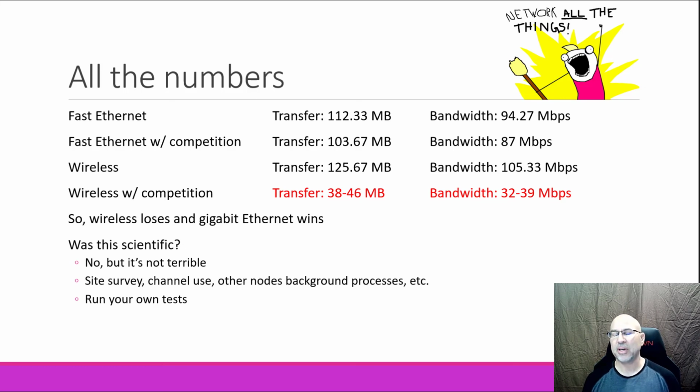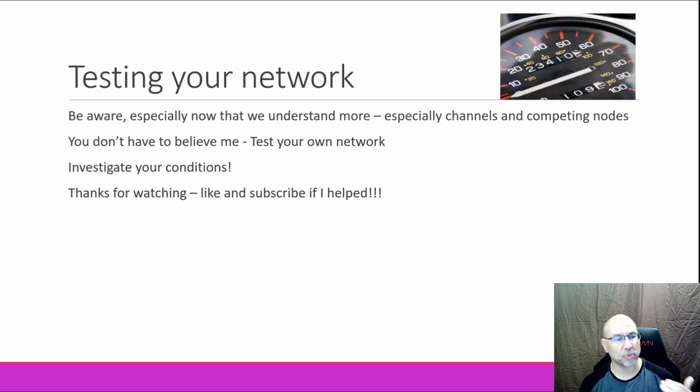Now, was this scientific? No, not really, but it wasn't terrible. I took a look around and did try to isolate the networks as much as possible, and I did it at a time when nobody else was using our network here. Now, I'm going to go over this in the next video, but there are things that you can do to improve your network performance. Do a site survey, take a look at channel use, think about other nodes, background processes, and things like that. And hey, you don't have to believe me, run your own test to see what's going on. So, testing your network is a really important thing to do.